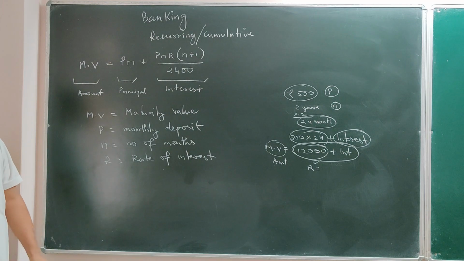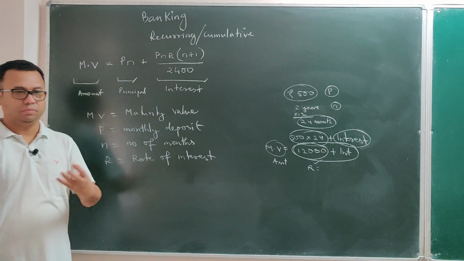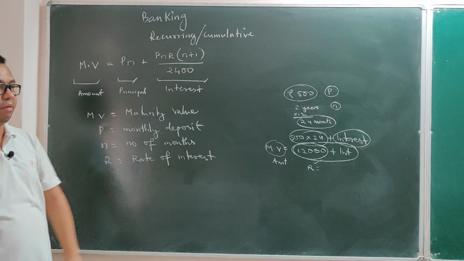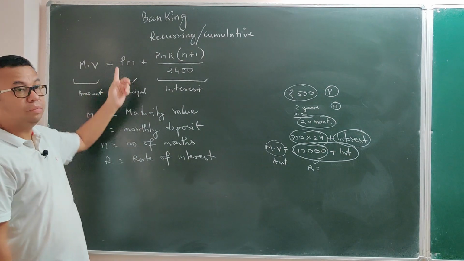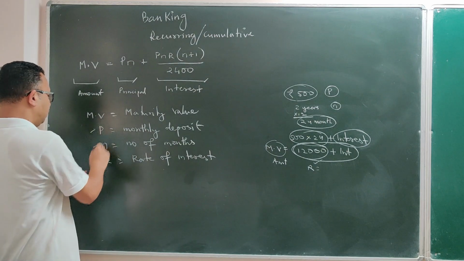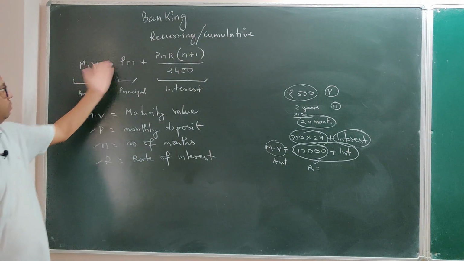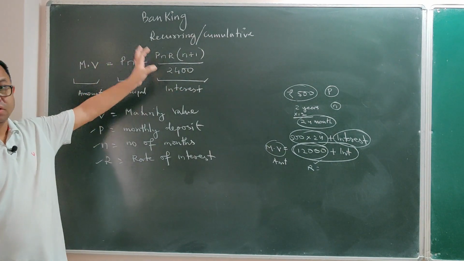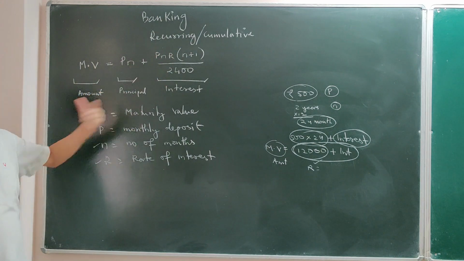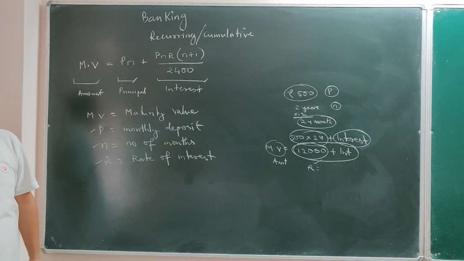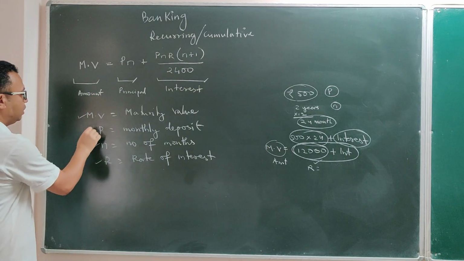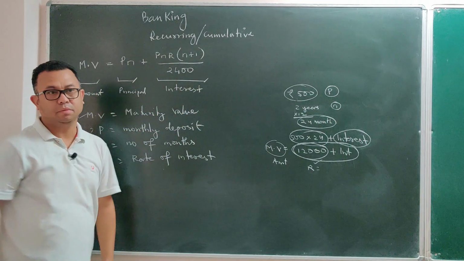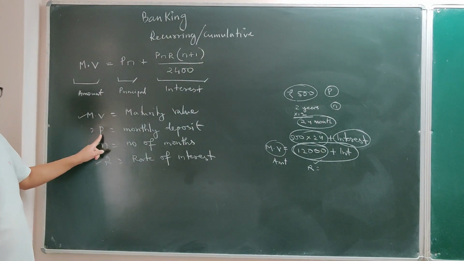Okay, now one more thing I should tell you, what type of questions come. In some questions, like let's suppose, they'll ask you what is the maturity value, they'll give you P, they'll give you N, they'll give you R. So simply apply, put all the values whatever is given here, simplify it, and you'll get the matured value or maturity value. Other times, they may give you the matured value and ask, what is the principal? They'll ask you, how much is deposited every month? So here the principal is missing.